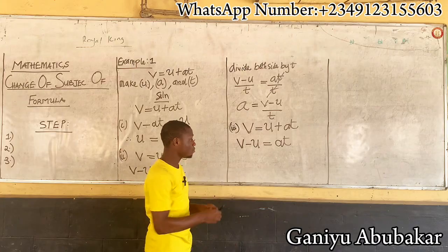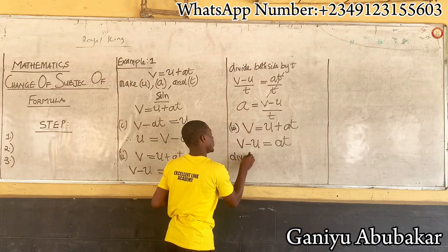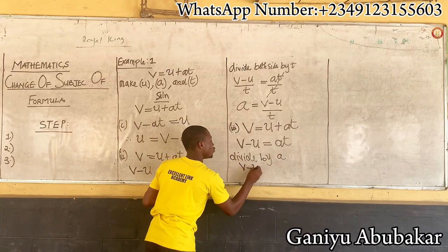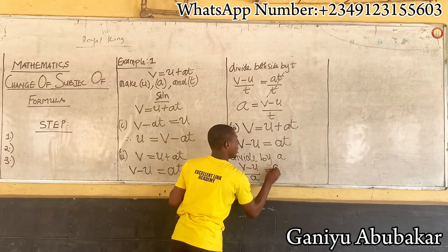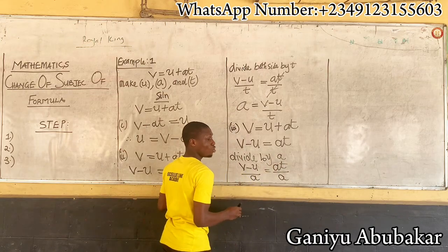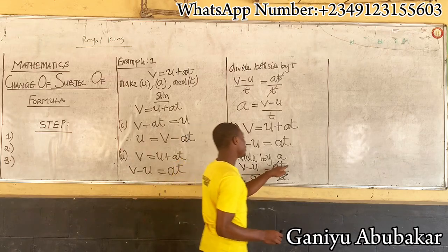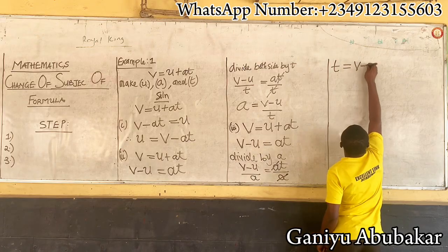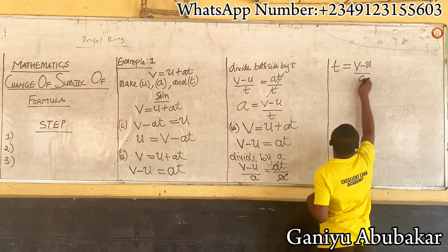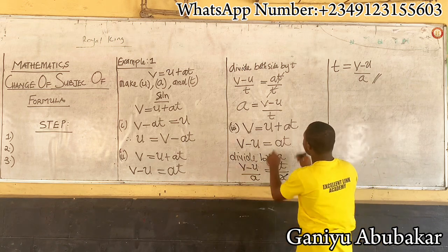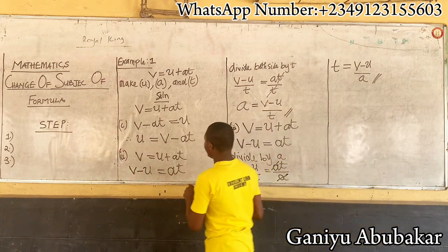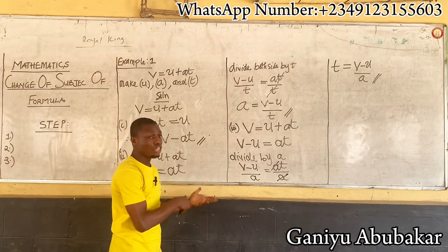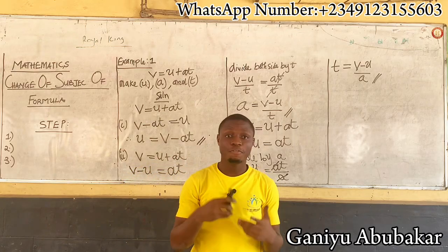I'll divide by a. That becomes v minus u over a equal to at over a. What I observe here, a cancels a, I have t. So now t is equal to v minus u over a. So this is my answer after solving this particular question. So this is how to change the subject of a formula.